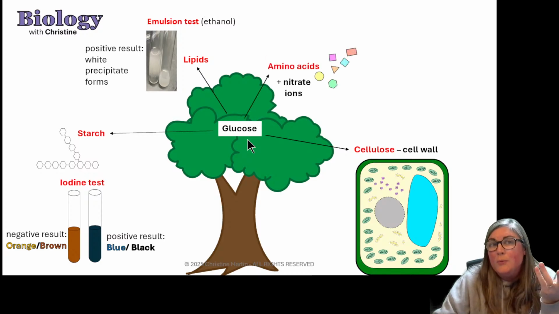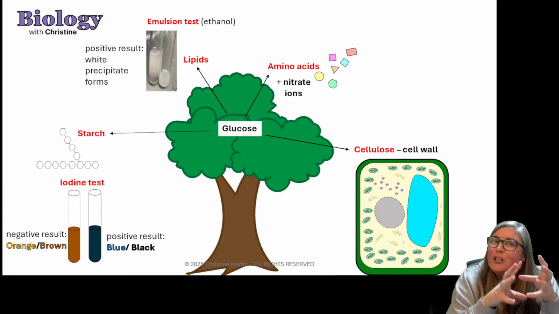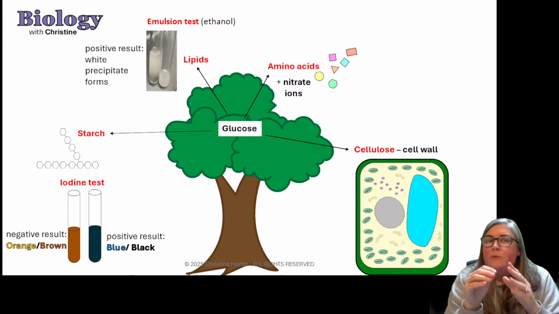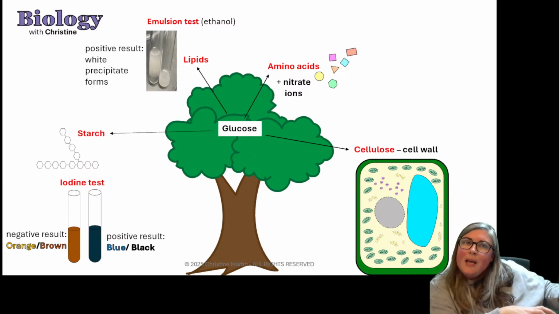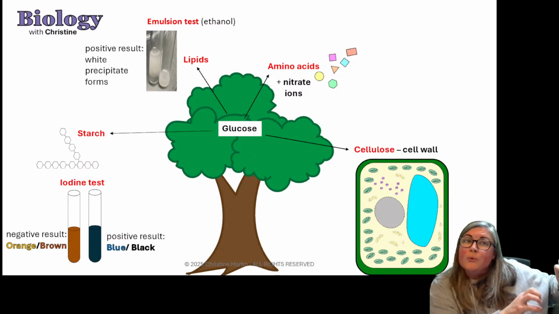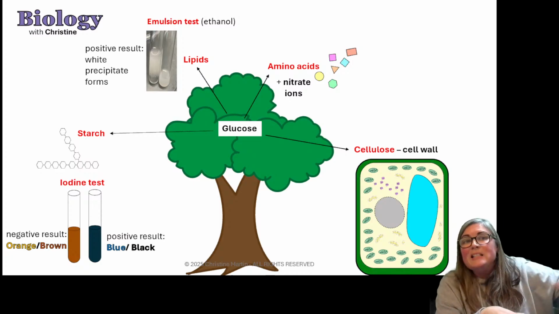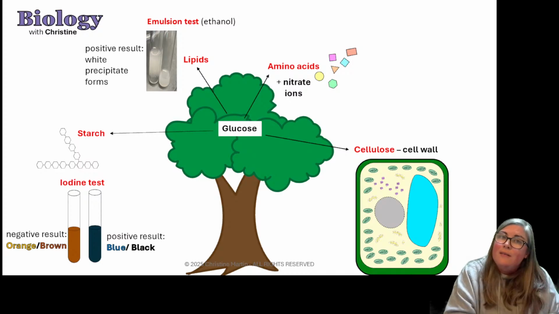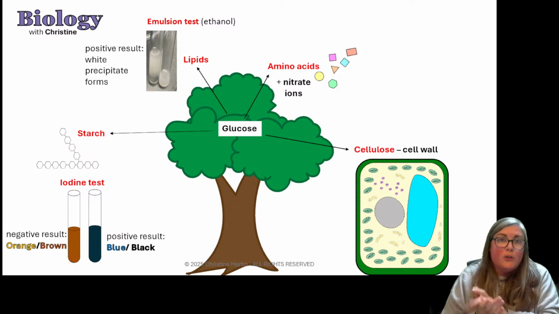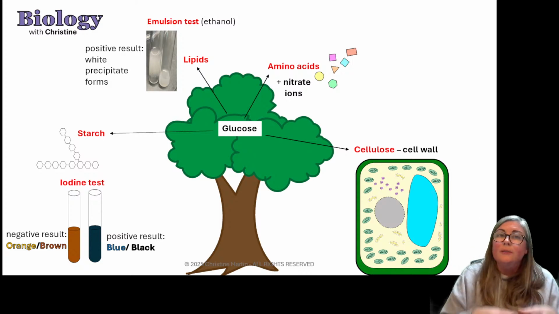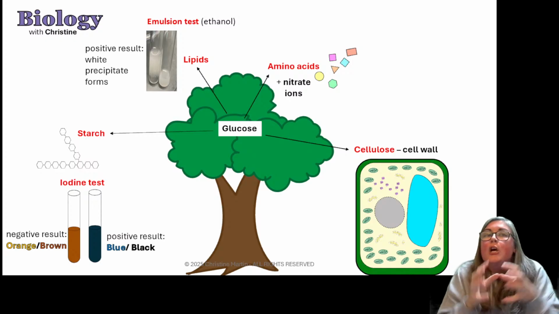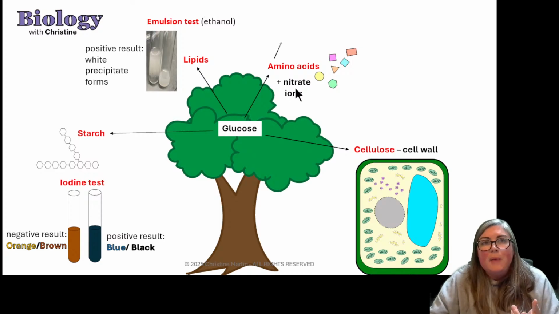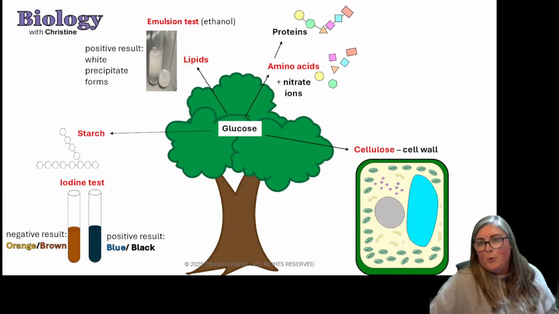What else can happen to the glucose? Well, the glucose could actually be combined with nitrate ions and therefore be used to make amino acids. So those nitrate ions that were in the soil, those nitrate ions which are actively transported into the root hair cells, those nitrate ions which can be moved through the plant with the water, can then be used to take the glucose and convert it into amino acids. And what do amino acids make? Well, if we join them together, they're going to make proteins.